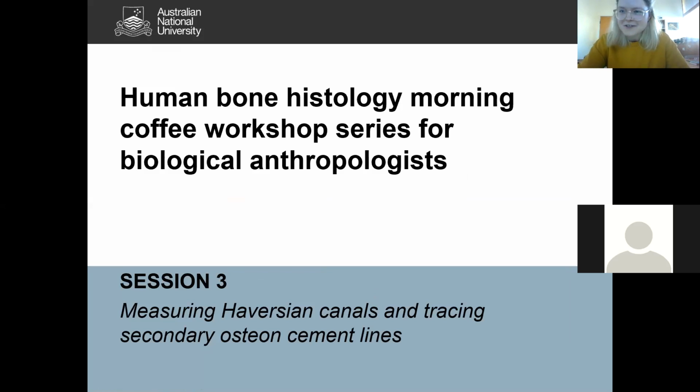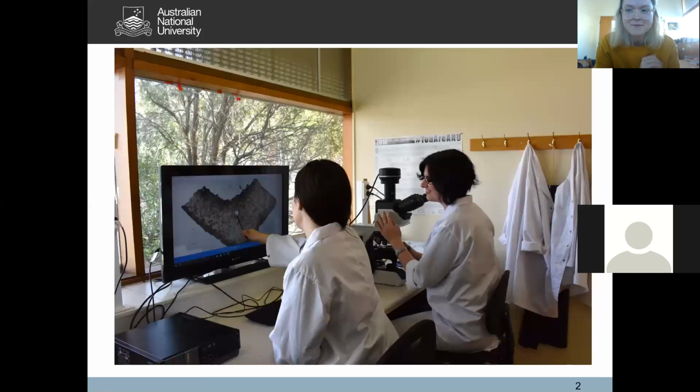So welcome to session 3, and today we'll talk about measuring Haversian canals and tracing secondary osteon cement lines, which essentially also means measuring them. For those of you who are new to the session today, imagine that you're here in the lab at the Australian National University, sitting by a microscope, taking a look at some examples of bone histology on the big screen, and figuring out how to quantify the data that we see on the screen.